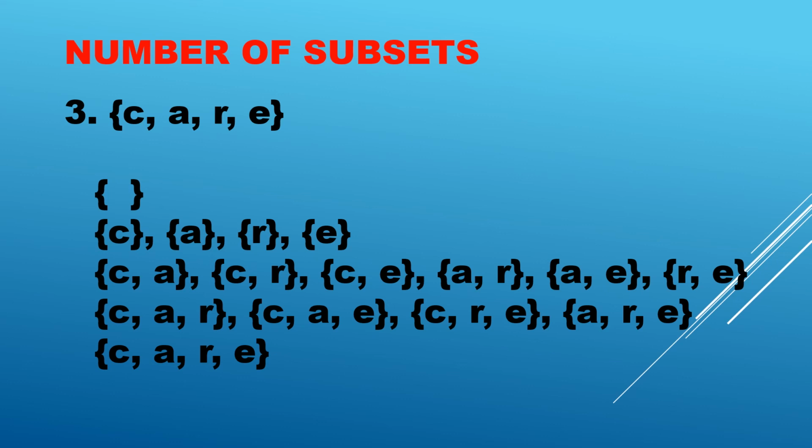So let's now count how many subsets do we have here. We have 1, 2, 3, 4, 5, 6, 7, 8, 9, 10, 11, 12, 13, 14, 15, 16. So therefore, we have here 16 subsets. Okay?